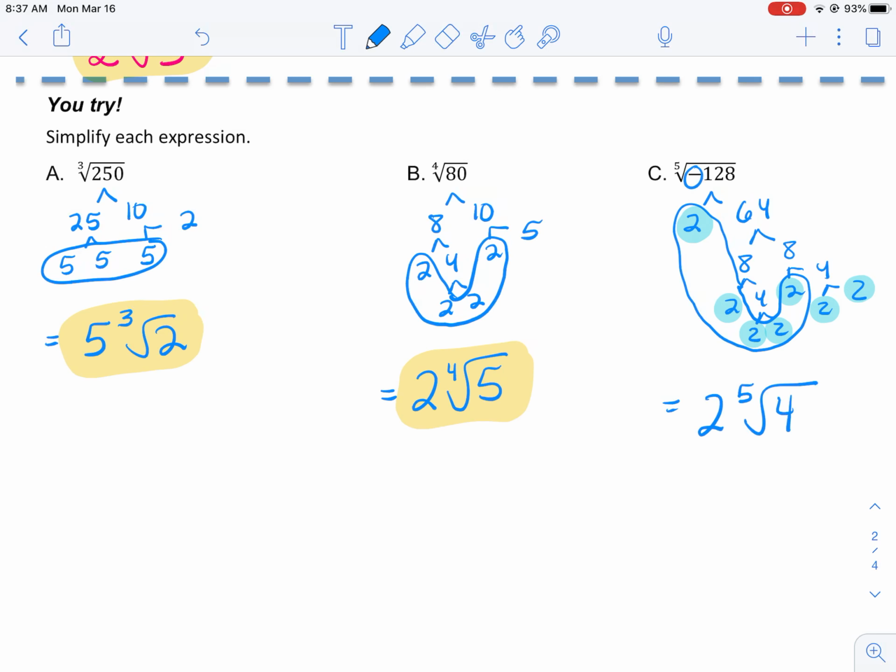And lastly, we've got a negative sign here, so I actually should have made all those 2's negative. If I multiply negative 2 by itself 5 times, I get a negative, so the 2 that comes out is negative. And so your answer is negative 2 times the 5th root of 4.